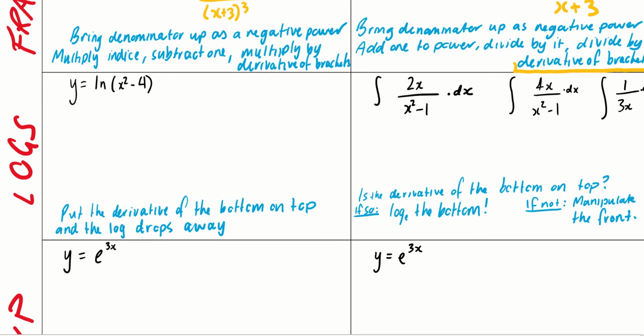All right, differentiating logs. What I've written here, put the derivative of the bottom on top and the log drops away. So all you're going to do is differentiate what's in the brackets, put it on top of it, and the log drops away. So for instance, what I'm going to have here, the derivative of the brackets is 2x. It goes on top of the brackets and the log drops away. If you can simplify in any way here, you always should. However, I can't, so I will leave it as that.